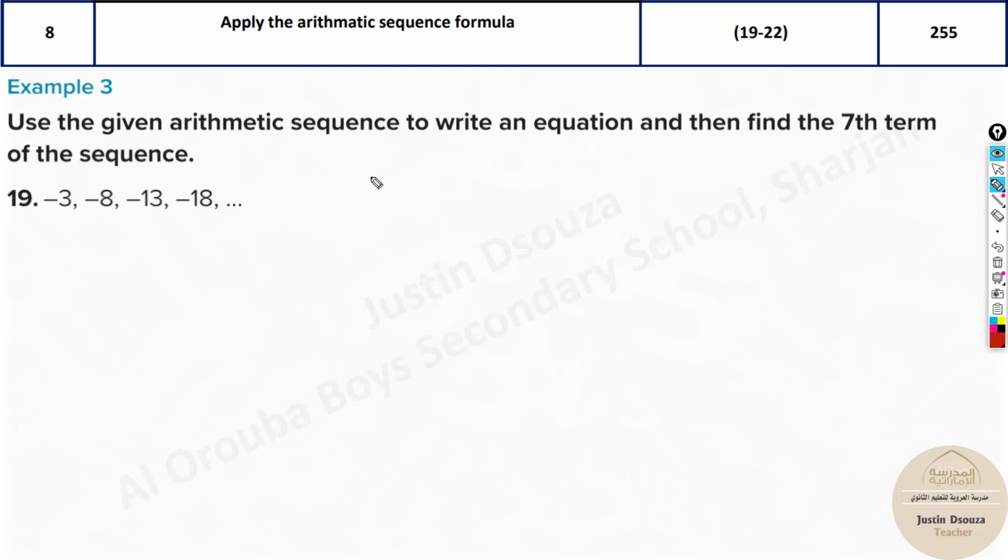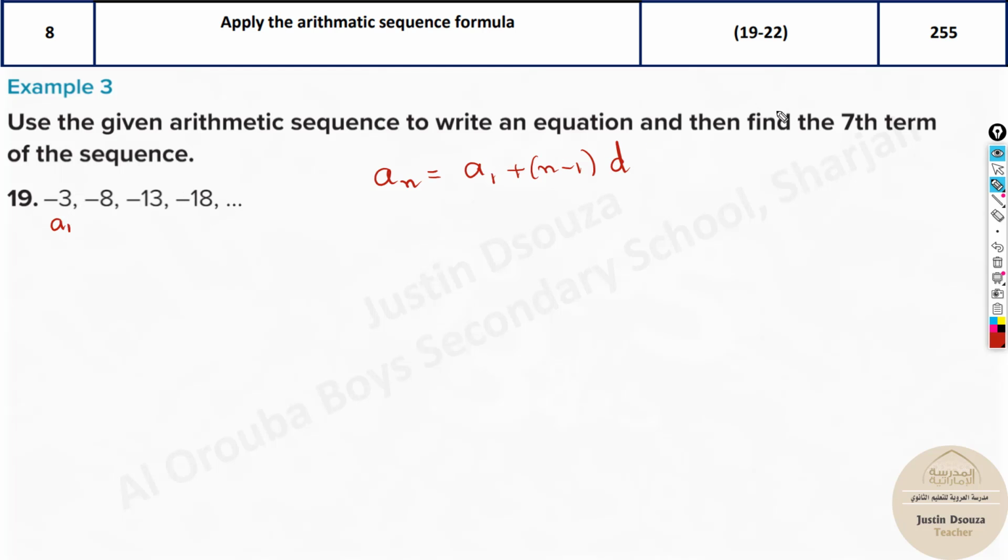So I will just tell you what's the formula. You must remember the nth term, an, of any arithmetic sequence is given by the first term plus n minus 1 times d, where d is the common difference. We will see what it is. First thing, a1 is the first term. In this sequence, a1 is minus 3. That's it, straightforward, the first term.